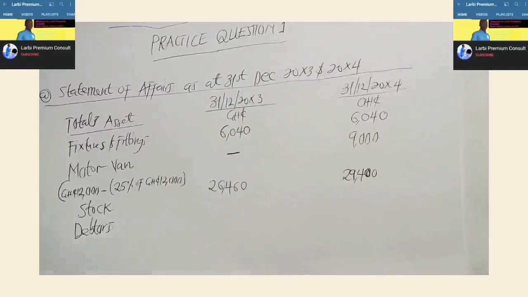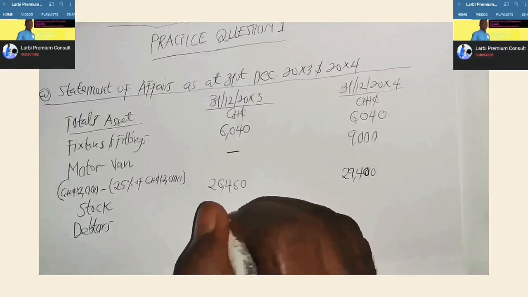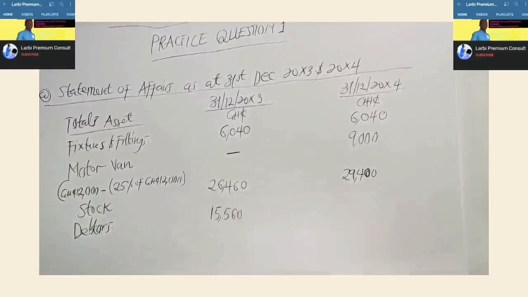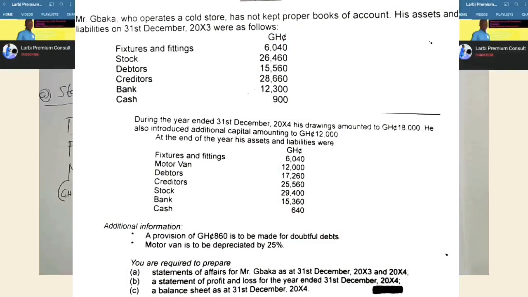Debtors. Was any debtors balance as at 31st December 20x3? Yes, there was debtors balance of what? 15,560. So I'm going to record that one. 15,560. What about at the end? At the end, you are having what? A debtors balance of what? 17,260. But then let's come back to additional information.